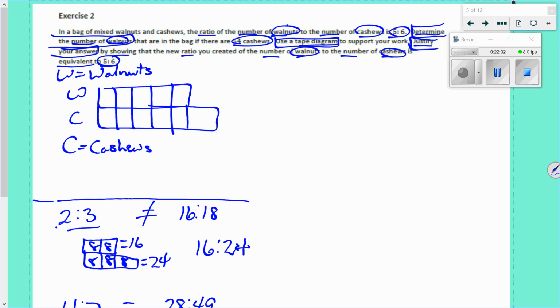They now said I have 54 cashews. So if I have labeled my diagram, it's very easy to see that that goes where? Top or bottom? Bottom, because that's where the cashews is. So I know that is 54. So what's my ratio constant? What goes in each box? I get 6 numbers for 54. Maddie? 9. So I have a ratio constant of 9.